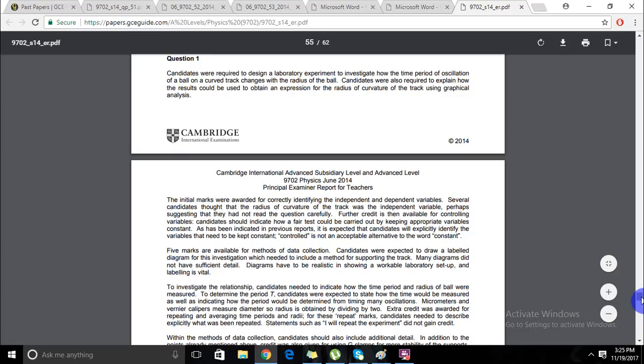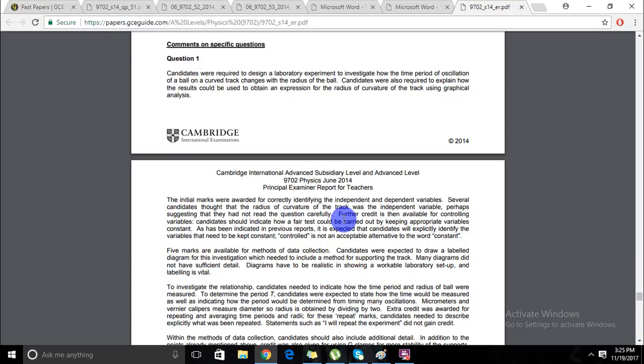Time period and correct identification of the independent variable was the radius of the curvature. Again, that was a pretty stupid thing, perhaps suggesting that they had read the questions incorrectly. Credit for controlling the variable, keeping appropriate variables constant, and method of data collection.